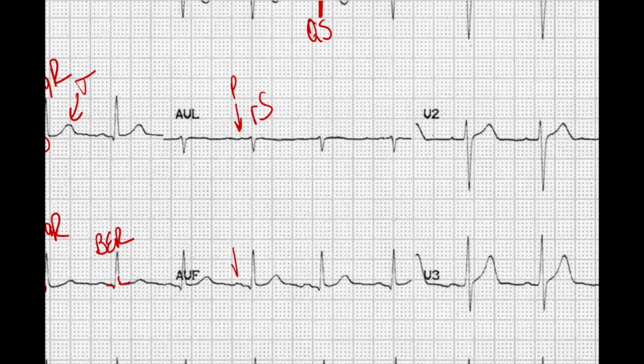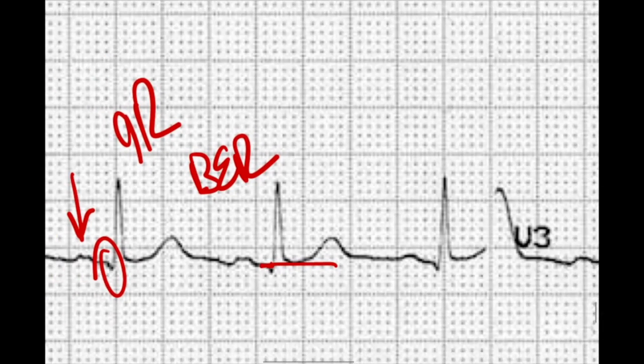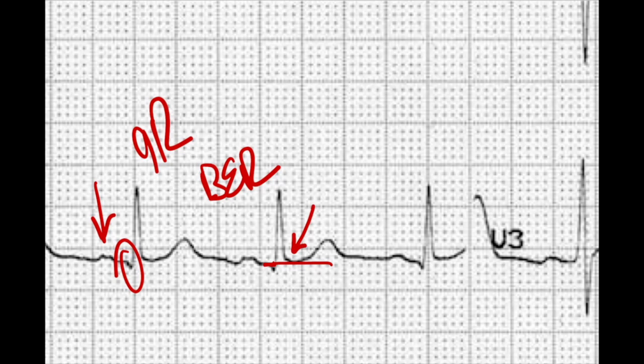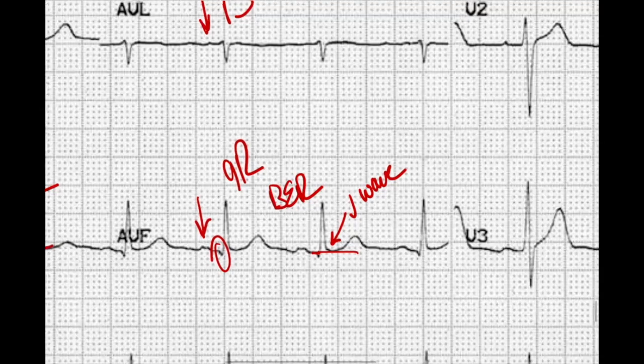AVF, we have positive P wave, small Q wave, typical for the inferior leads. We have that QR complex, a little bit of elevation. But here I think you can see, a little hard, the J wave. That little bump.